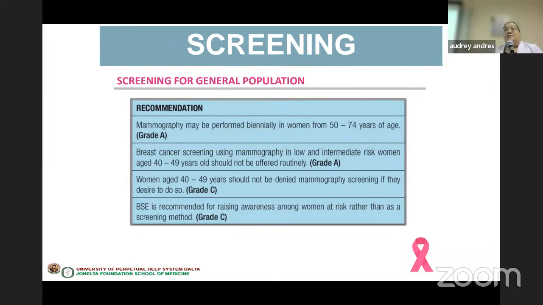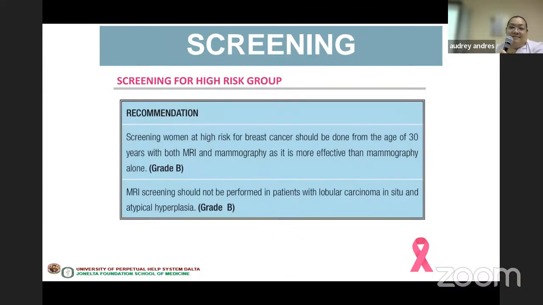Screening recommendations for the general population: in women 50 to 74 years old, every 2 years. Low risk women 40 to 49 are not offered routinely, but should not be denied screening if they want to do so. For high risk, what's recommended? Age 30, both MRI and mammography.